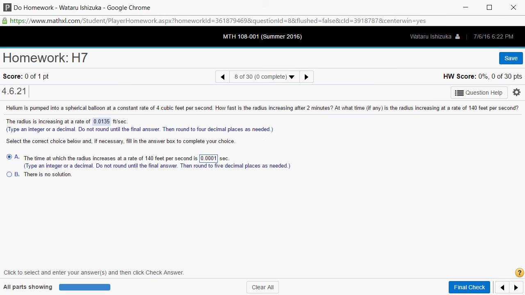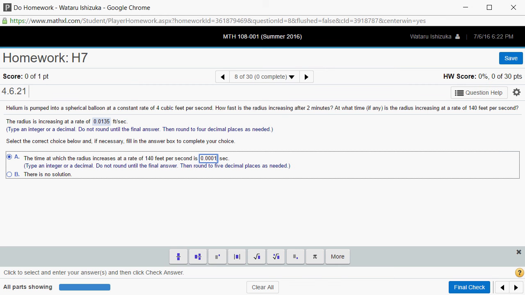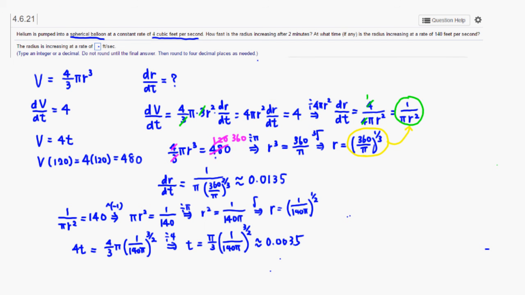All right, so that's not right. Oh, because it's 5 decimal places. Okay, so rounding to 5 decimal places, it's 0.00011. Huh. All right, let's do a final check. Okay, got it. Sorry about this. It seems like the computation was correct, but I put the computation into GeoGebra wrong, and it needed 5 decimal places as well. All right, so that's it. I hope that this was clear.